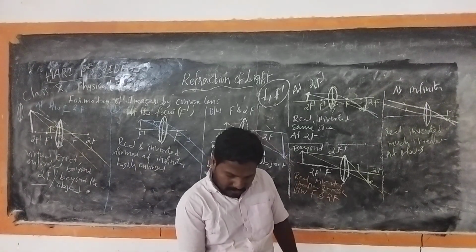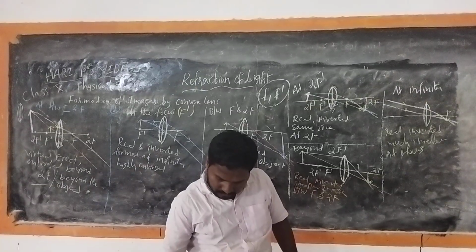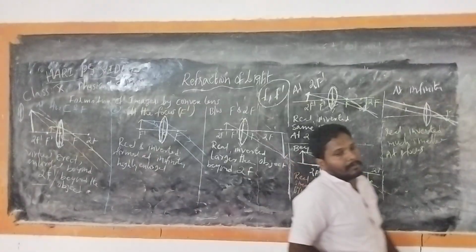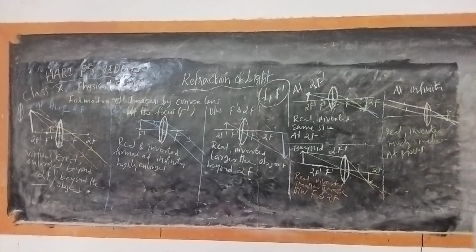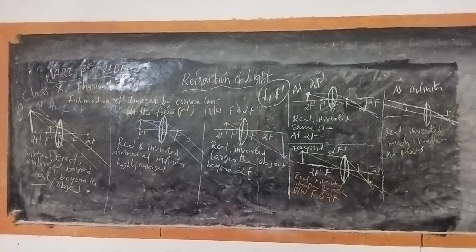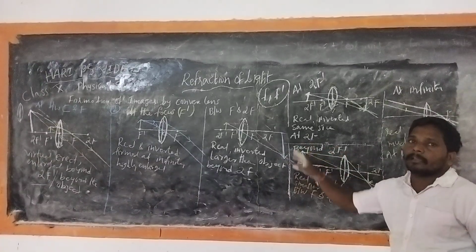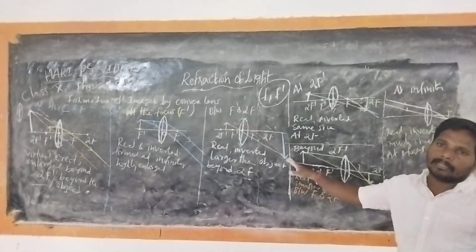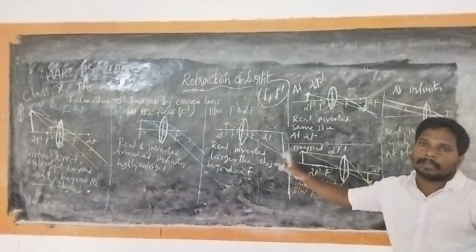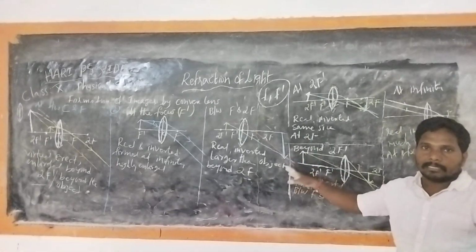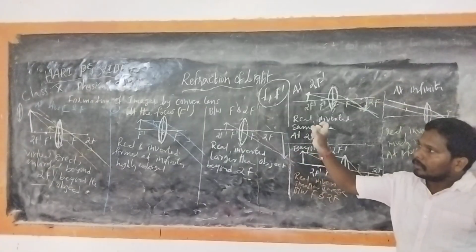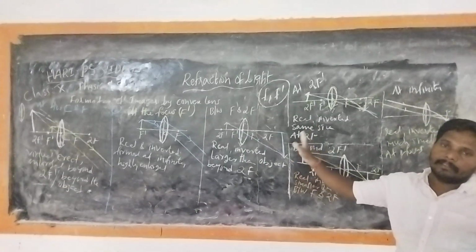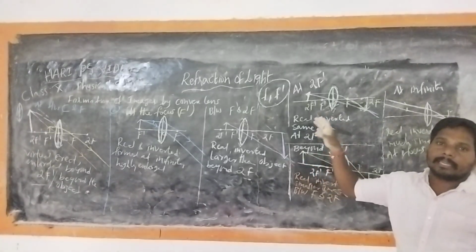Right now, these are the images formed by a convex lens when the object is placed at different positions. These are called ray diagrams. So practice the ray diagrams. If you do not practice the ray diagrams, you will not get the proper diagram and proper answer. Practice and practice.